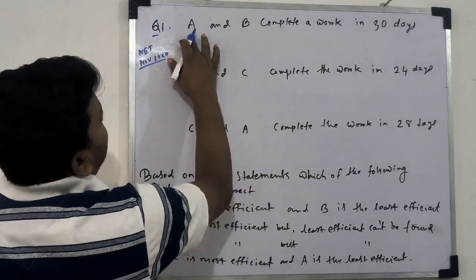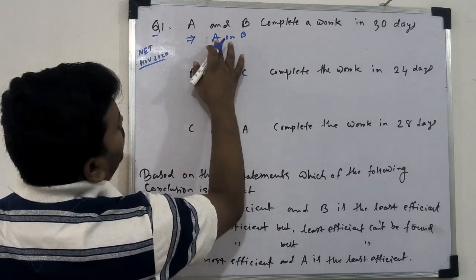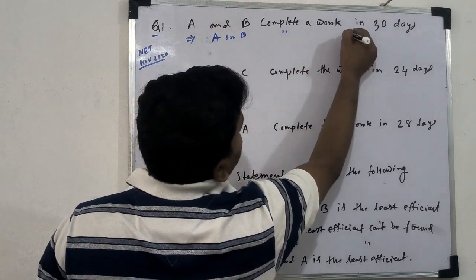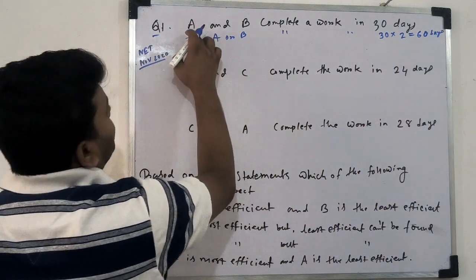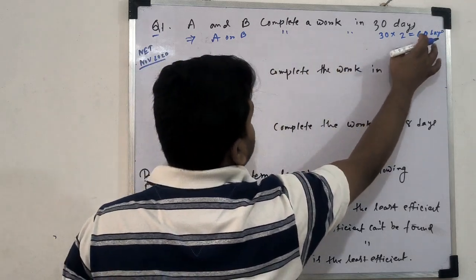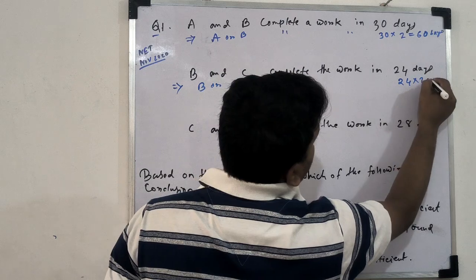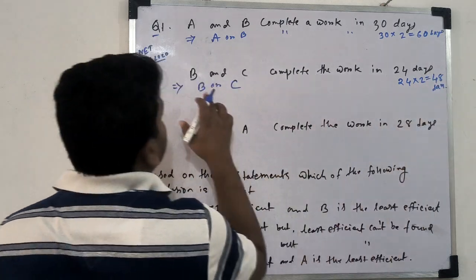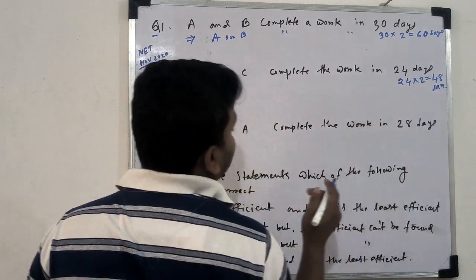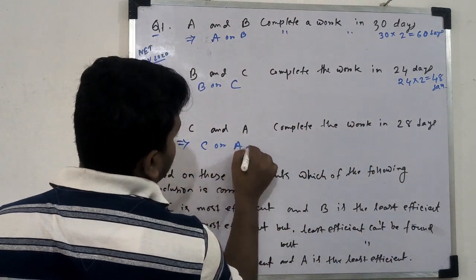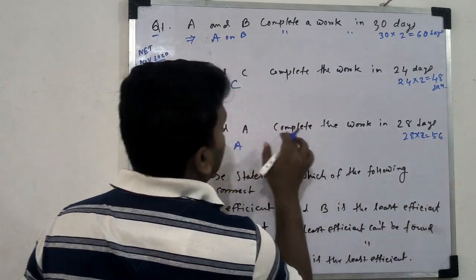So it is given that A and B complete a work in 30 days. From this we can conclude that one of A or B can complete the same work in 30 into 2, that is in 60 days. So if anyone will do the work, it takes 60 days. Similarly, B or C can complete the work in 24 into 2, that is 48 days. So if anyone from B and C does the job, it takes 48 days. And similarly, C or A takes 28 into 2, that is 56 days, to complete the same work.